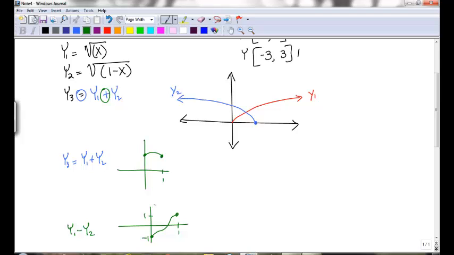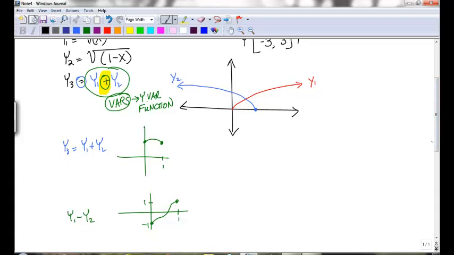Get the idea? Okay, so that's basically, what did we use to get this? The VARS key. And then we did a right arrow over to Y variables. And then we did function. And then you just go in and you just keep changing this sign. So combining is not bad at all. And just draw a little sketch of it, and you may have to investigate the endpoints to know if they're open circles. Okay? Any questions on that before I go on?